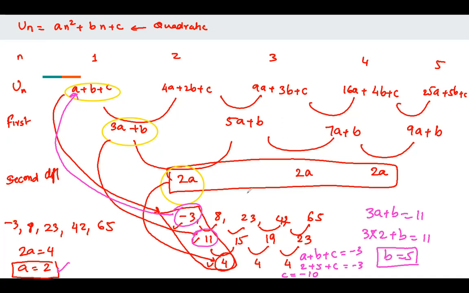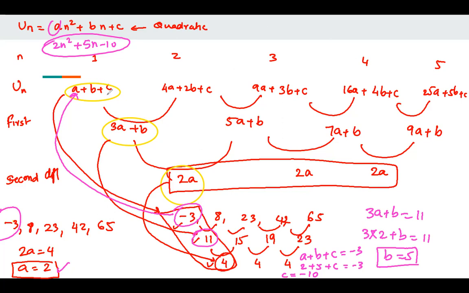So that's the nth term that you get here. a is 2, so 2n square plus 5n minus 10. Now let's take, if I take n as 1, am I getting the nth term correctly? So if I take n as 1, I get 2 plus 5 minus 10, which is -3. So that's absolutely right. And so you can verify for the other terms as well.